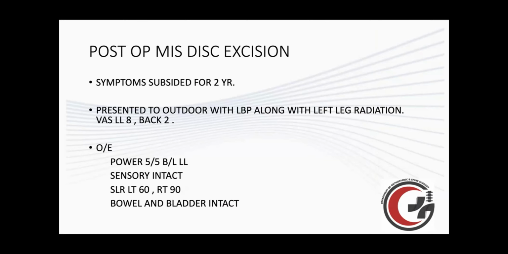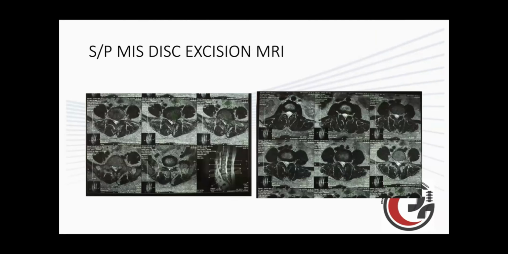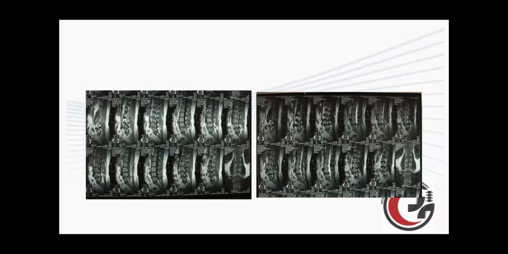We did an MRI after 2 years, which showed a recurrent disc on the left side on both of these T1 and T2 weighted axial images, and similarly the disc was visible on the sagittal sections at L4, L5 with mild end plate changes. So since the patient had significant lower back pain along with the radiation, we decided to go for a unilateral biportal endoscopic disc excision.